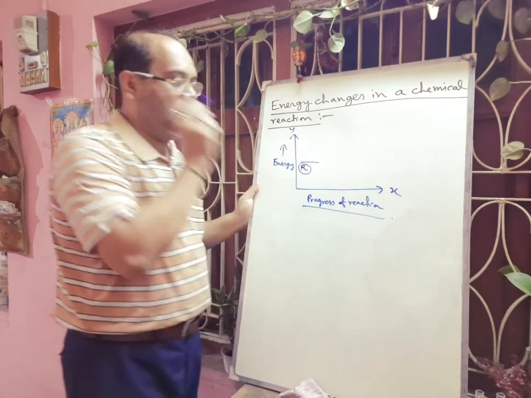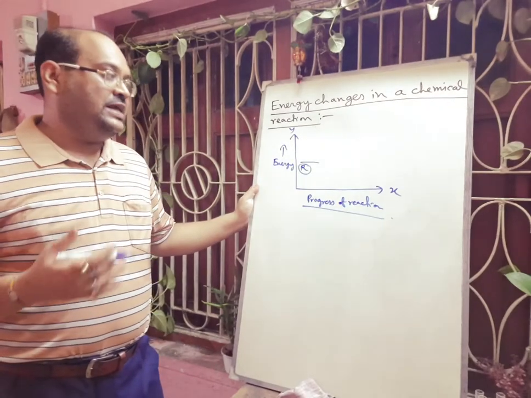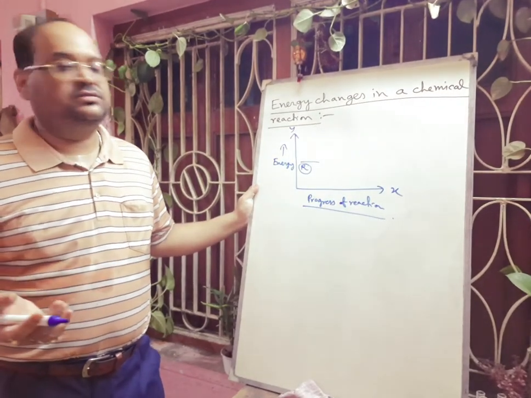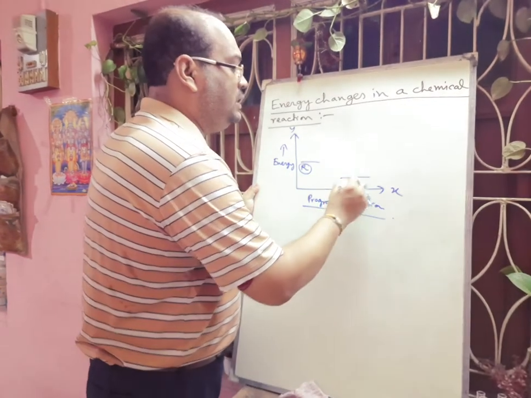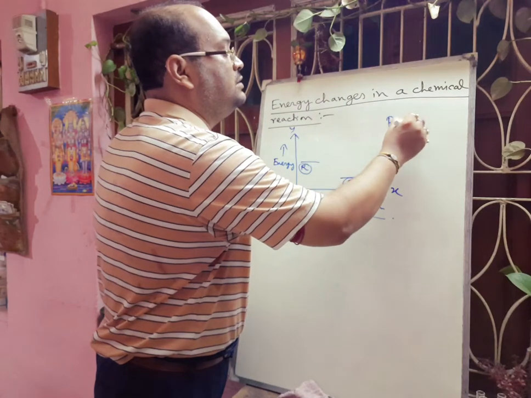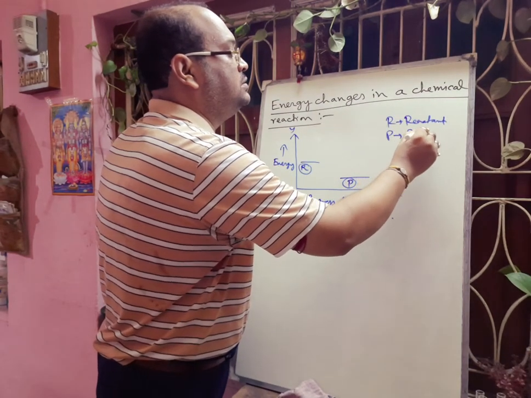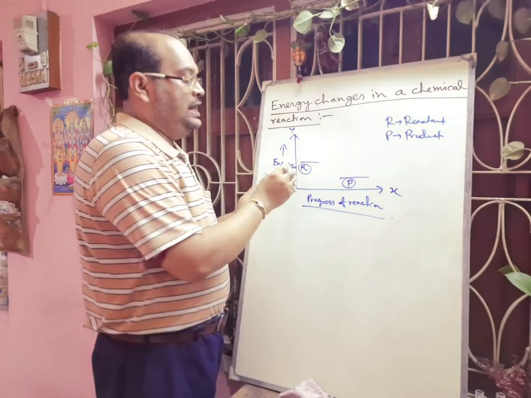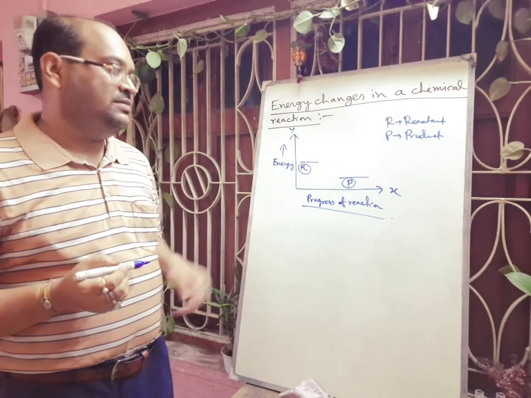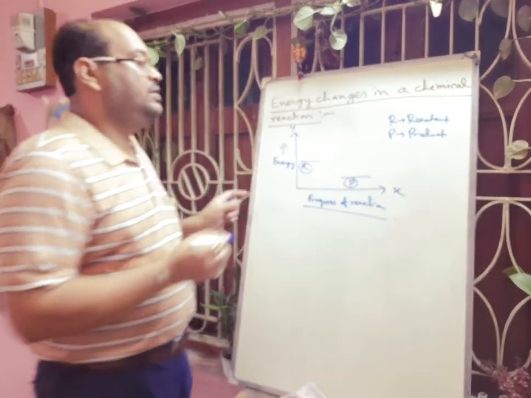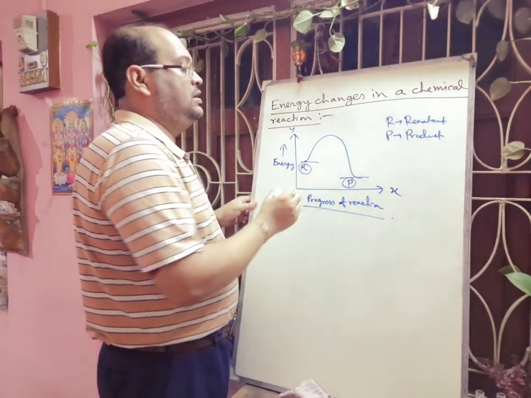Reactant we are writing as R, and in case of an exothermic reaction we are getting the product, and in this case the energy level of product P. So R is the reactant and P is the product. So the energy of the reactant will be higher and the product will be lower, so the product will be stable compared to the reactant. So definitely there will be some diagram.